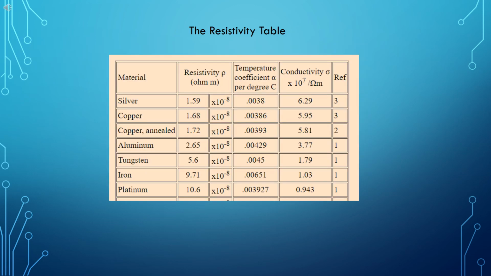This is a resistivity table that shows silver as the best conductor among common metals. In this table, it is also shown that copper is a better conductor than iron.